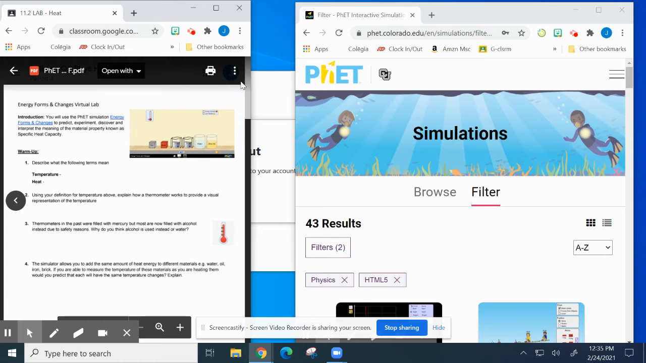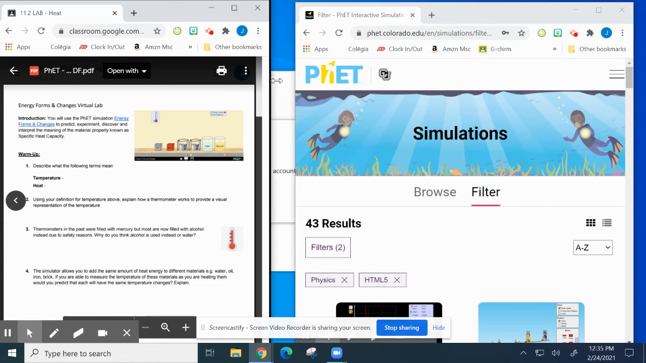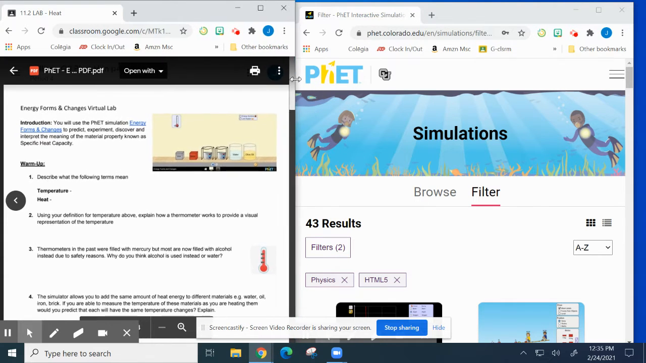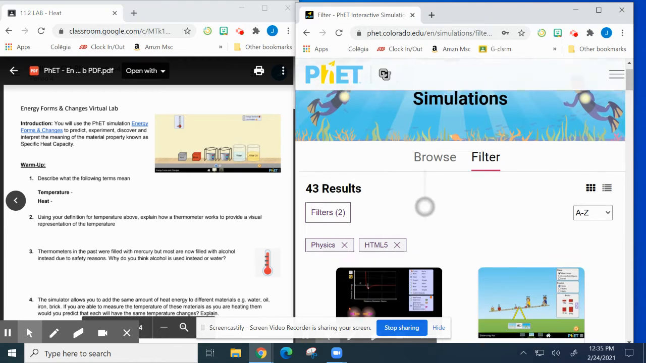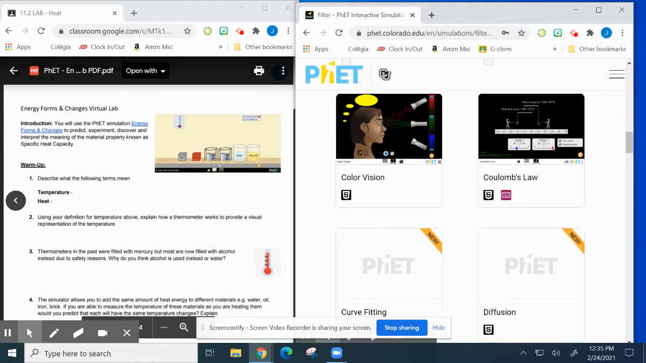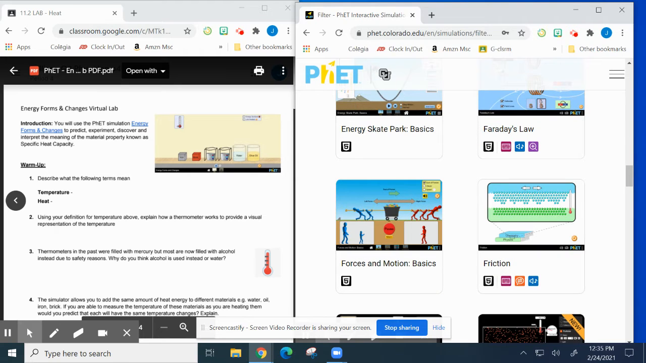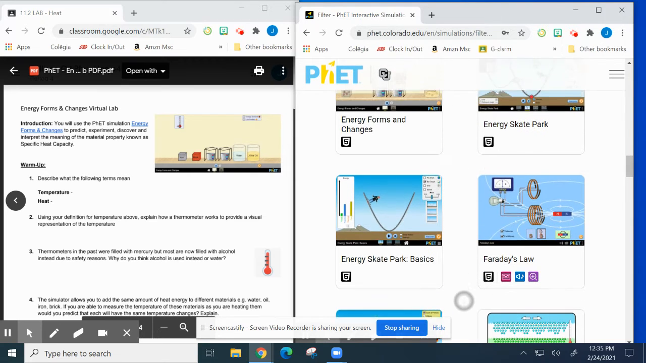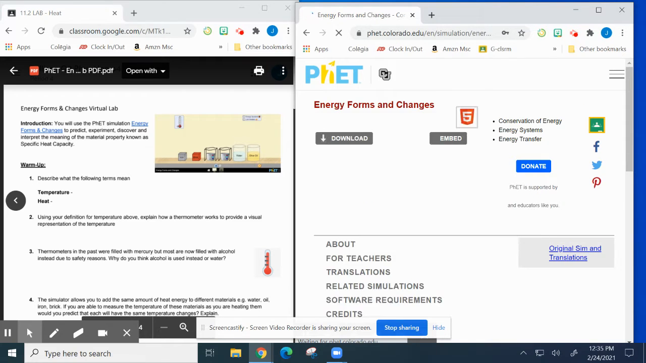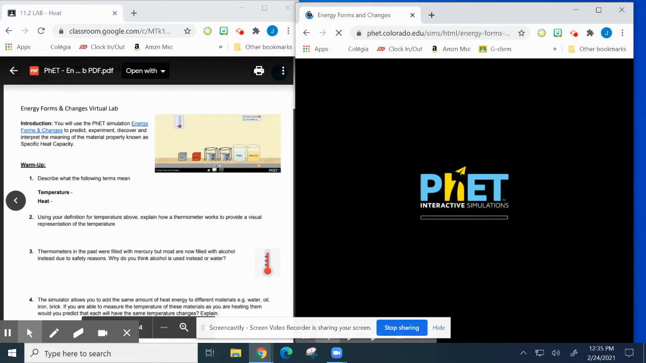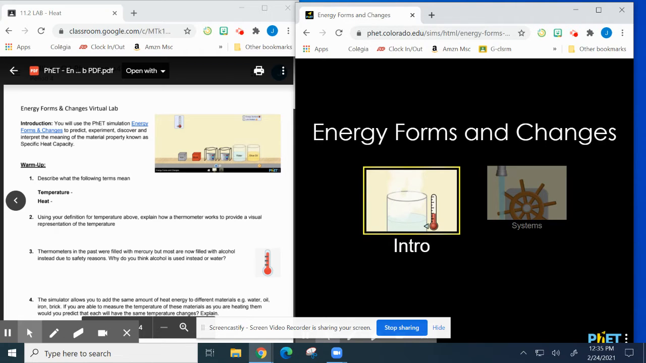Okay, so this is all looking pretty good. That's big enough to see. So now what lab are we looking for? Energy forms and changes. So we'll scroll down. Energy forms and changes. There it is. So we'll click that, and then we'll click that to go into the lab, and then we'll start with the lab.